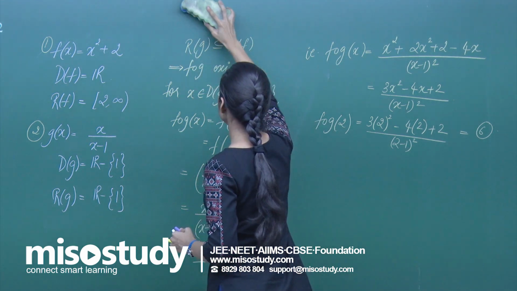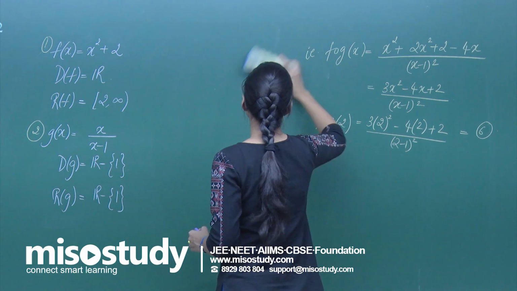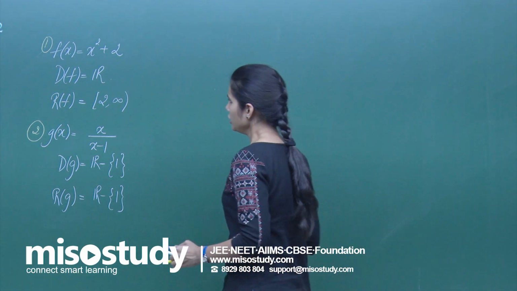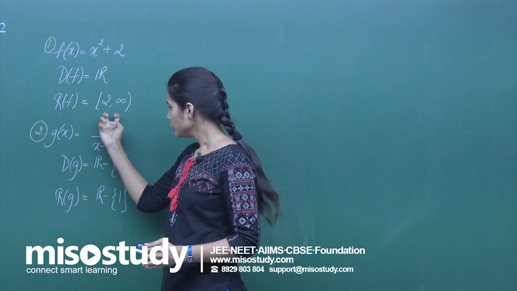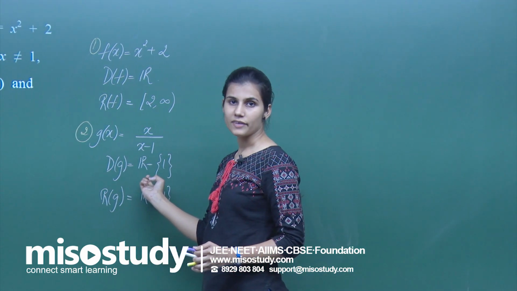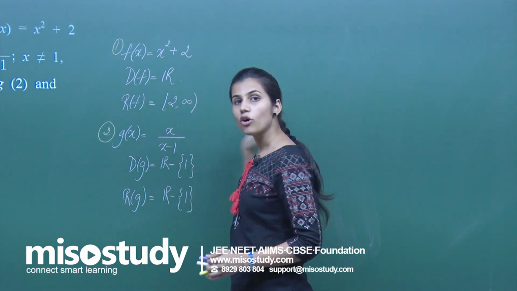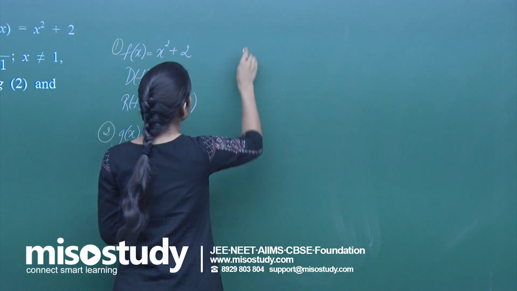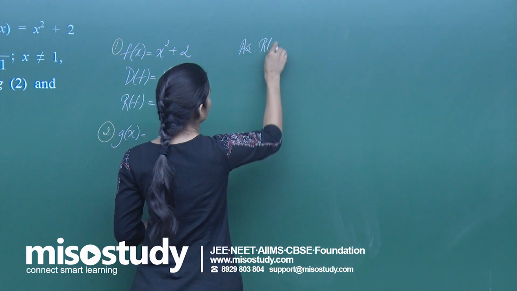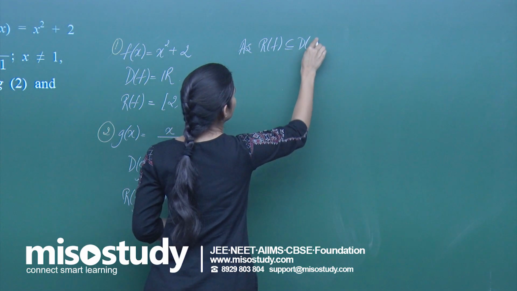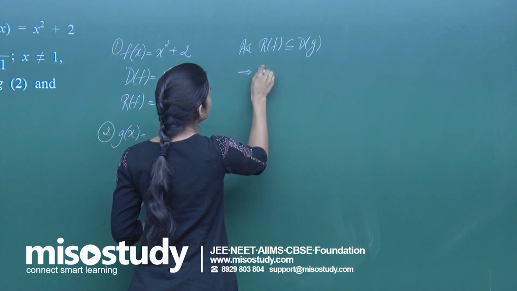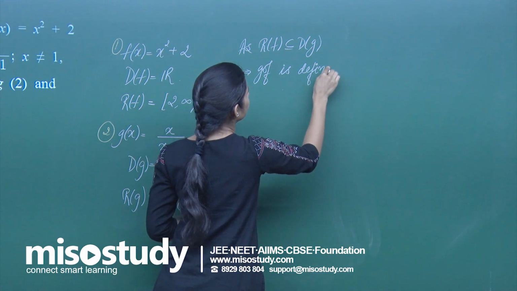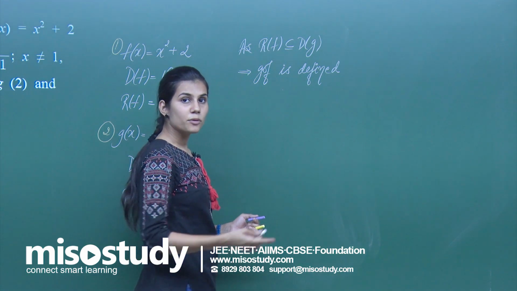Now the range of G is contained in the domain of F. Now I need to show that the range of F is contained in the domain of G. The range of F is this, the domain of G is this. Clearly inside this only 1 is not there, and I need all real numbers beyond 2. So clearly all the real numbers beyond 2 are lying inside this set. So as the range of F is contained in the domain of G, this implies GOF is defined. GOF is defined from the domain of F.